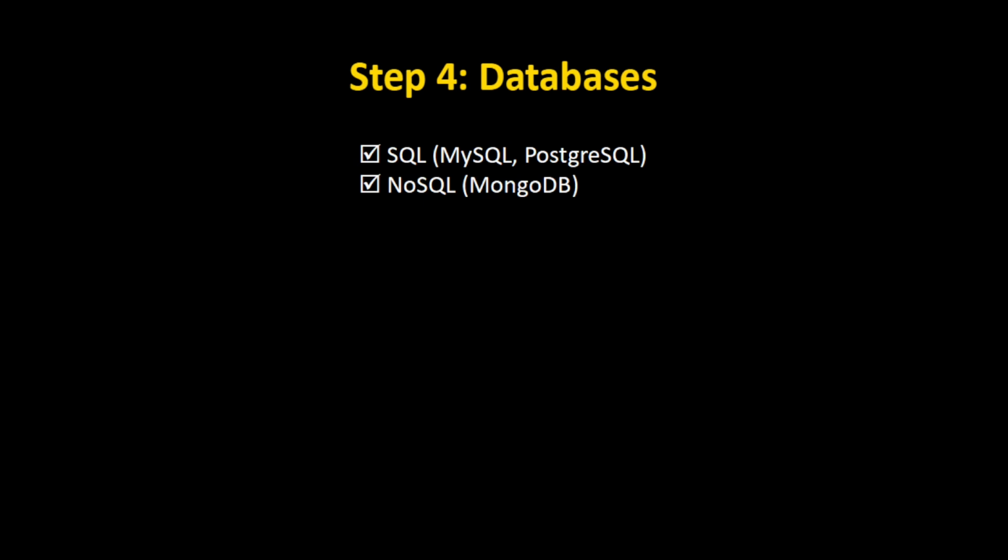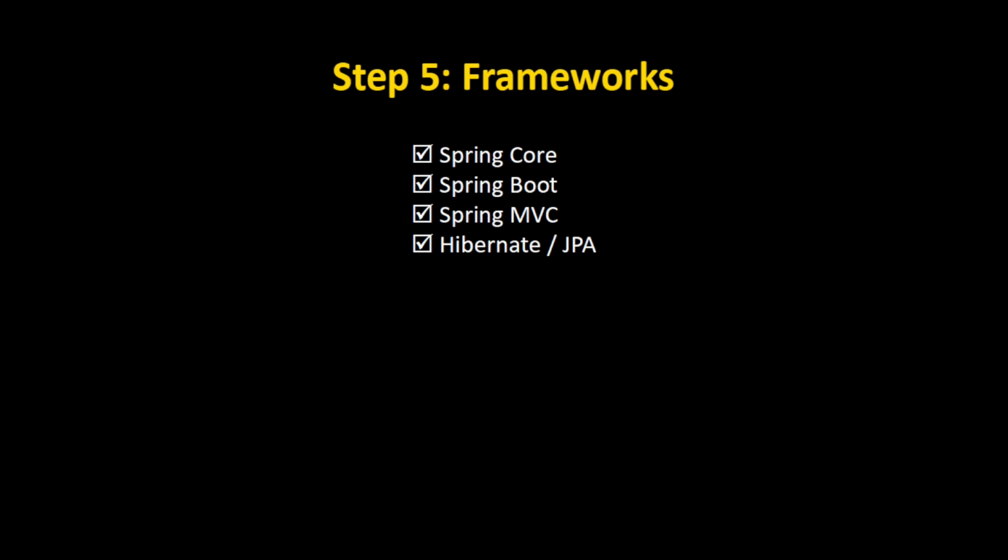Fourth step is databases. A developer without database knowledge is incomplete. Start with SQL, learn how to write queries, joins, and indexes, then move to relational databases like MySQL or PostgreSQL, and also explore MongoDB, a NoSQL database for handling unstructured data. The goal is simple. You should know how to design, store, and retrieve data properly because every project depends on it.